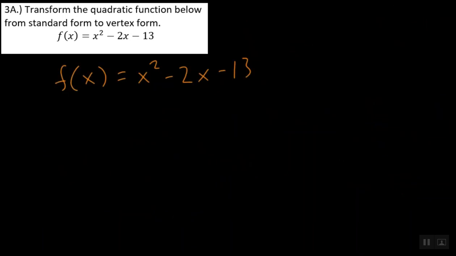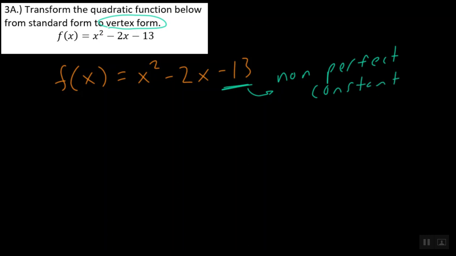Okay, here we have f of x equals x squared minus 2x minus 13. And once again, what are we going to say? We want to turn this from standard form into vertex form. And this negative 13, just trust me on this. Every constant you're going to see is essentially going to be a non-perfect constant. And so let's just go ahead and tackle this. We know that our trick is to write f of x equals parentheses x squared minus 2x. Leave a space, and we literally just push that negative 13 as far to the right as we have to. We're just pushing it out of the way.